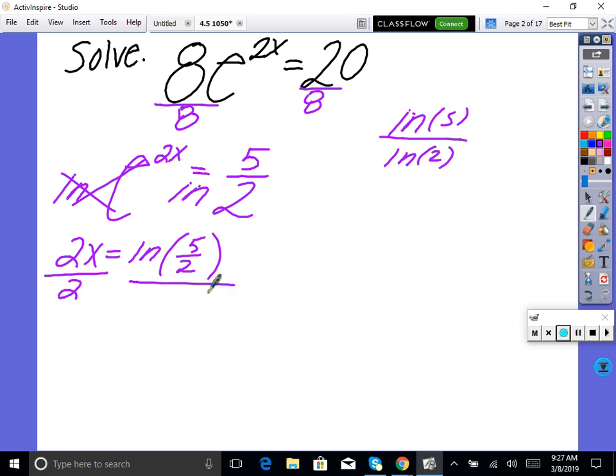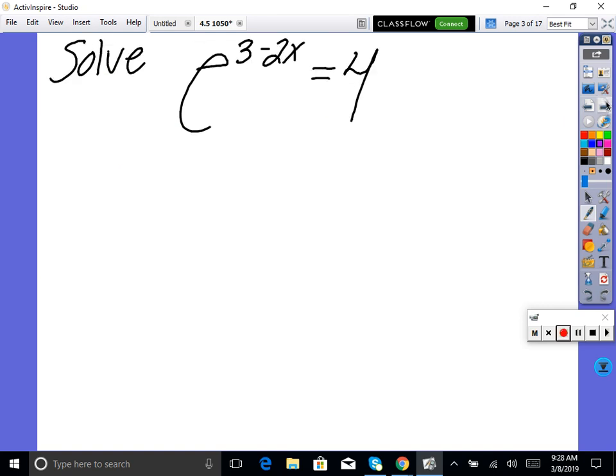So divide by 2. So you literally just type in your calculator ln of 5 halves divided by 2. If you don't mind, just give me a decimal to 2 places for my video, please. 0.46. Thank you. Anyone else get that to make sure? Yes. Awesome. Cool. Moving on to the next example.